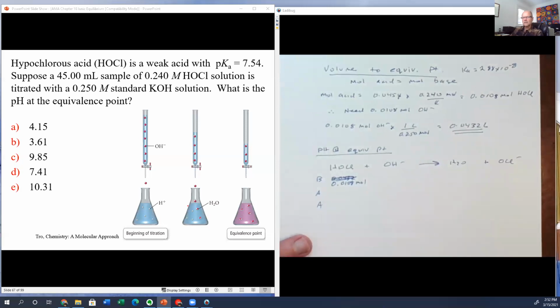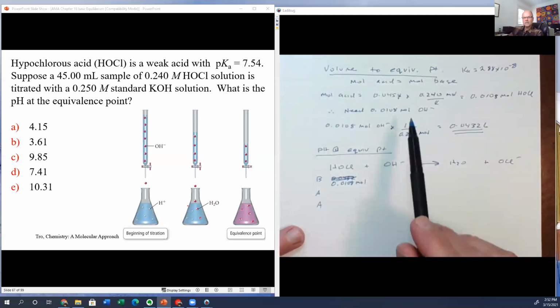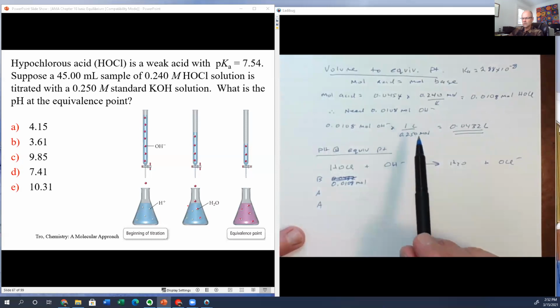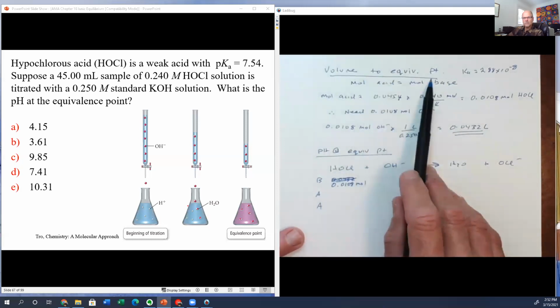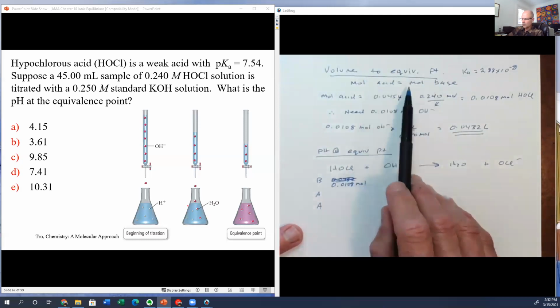So just in case you're getting stuck, I just want to show you the first part of this calculation, and then I'll wait a couple more minutes to show the rest of it. But like I said, you need to figure out the volume to the equivalence point. That's a good thing to do right at the beginning, right? So the volume at the equivalence point occurs when moles acid equals moles of base.